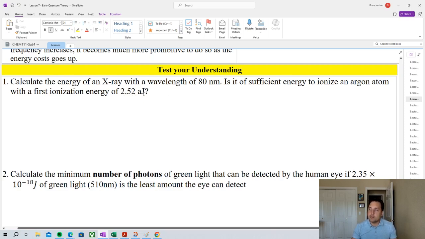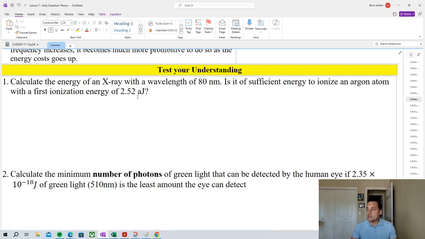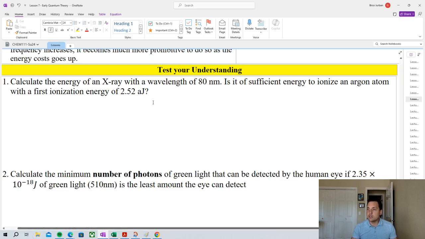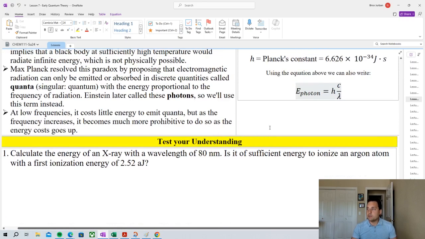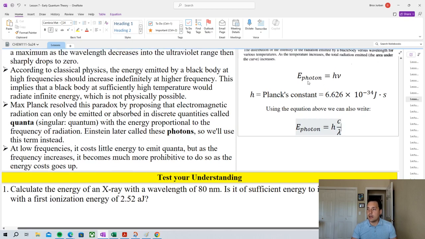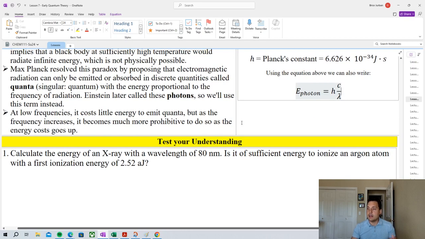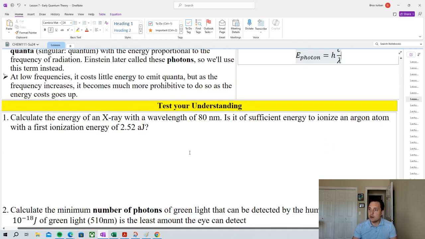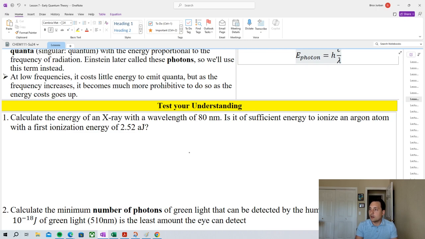And one thing we want to keep in mind for the second part of this question is that if the energy of that X-ray is less than that amount, it's not going to be sufficient to ionize it, because it has to meet the energy packet requirement. It has to be at least 2.52 attojoules. So if that number is less than that, this won't be enough. This quanta won't be enough energy.